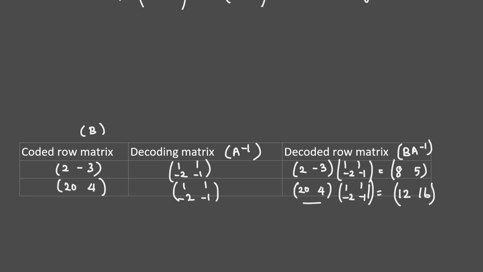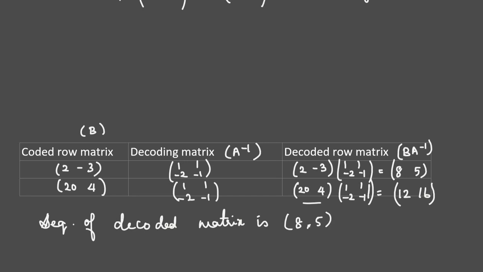Now the sequence of the decoded matrix can be written as 8, 5, and the next matrix is 12, 16. So the message so received will be: 8 denotes the letter H, 5 denotes the letter E, 12 denotes the letter L, and 16 denotes the letter P, and the message so received will be HELP.